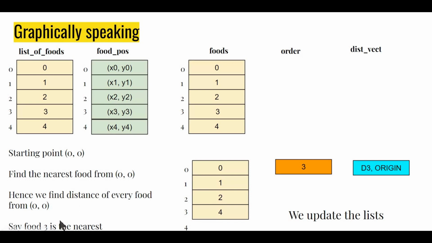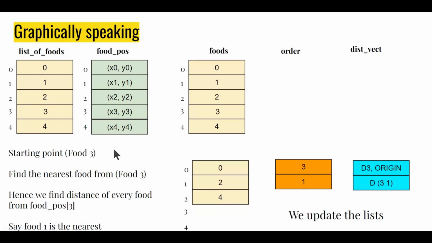Let's say that happens to be food 3. The moment that happens, I'm going to say, okay, in my list called order, I will put 3, because that's where I must go first. I will delete 3 from this list because I don't want to be searching this list anymore. And in this distance vector, I'll put the distance, which is D3 to origin, because I know that is the smallest distance amongst all these distances. So 3 is the nearest one, and hence I put that, and we update the lists.